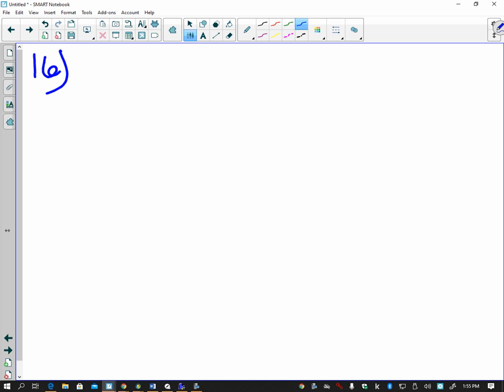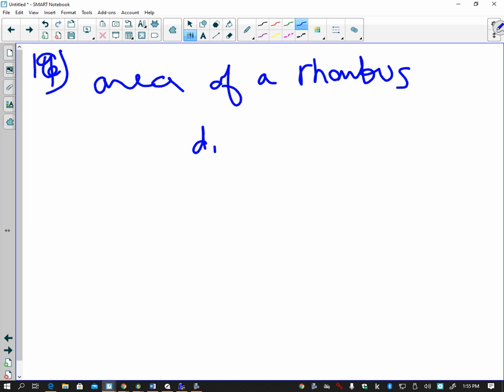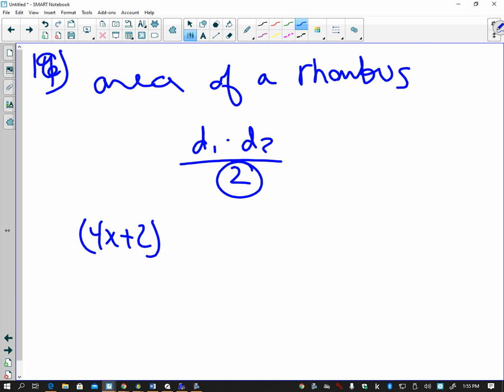Area of a rhombus, you need to know area of a rhombus. This is like question 19. It is diagonal 1 times diagonal 2 divided by 2. I'm going to tell you right now, the most missed part of this question is dividing by 2. Because they're going to give you a diagonal 1 that's like 4x plus 2, and a diagonal 2 that's going to be like, I don't know, 3x plus 6. Obviously, whenever I multiply those, I'm going to get a quadratic equation, right?